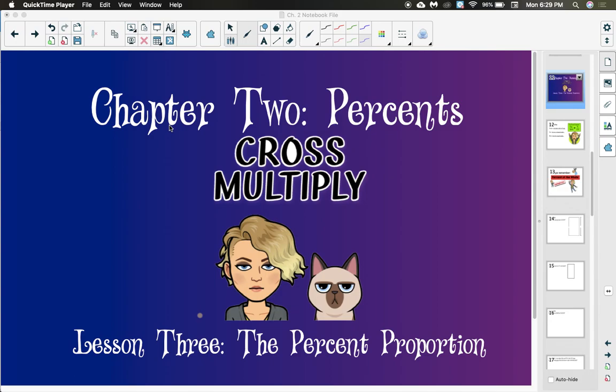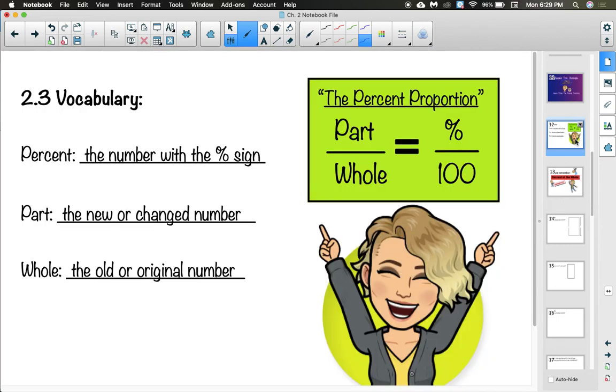Okay, this is the third lesson in chapter 2. This is all about what's called the percent proportion, and basically we're going to do a lot of cross multiplying in this lesson. Okay, lots and lots of cross multiplying. So stick with me. We're going to solve a lot of good percent problems coming up really soon.